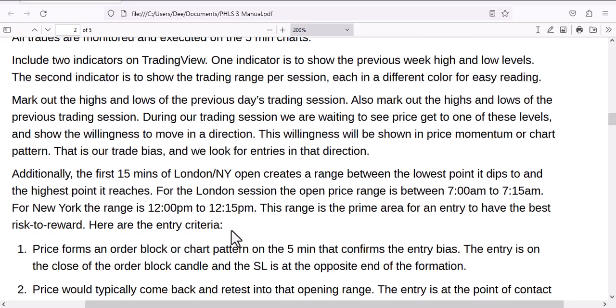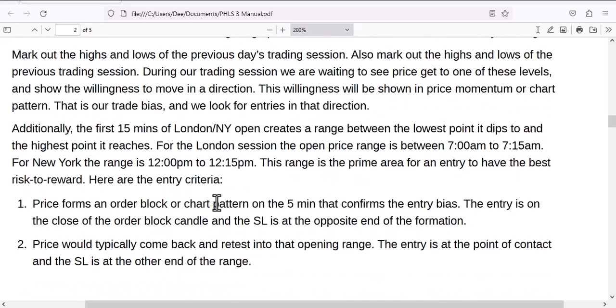Okay, now here are the entry criteria. Price forms an order block or chart pattern on the 5-minute that confirms the trade bias. The entry is on the close of the order block and the SL is at the opposite end of the formation. So this is what we are going to focus on in this video, this particular entry criteria.